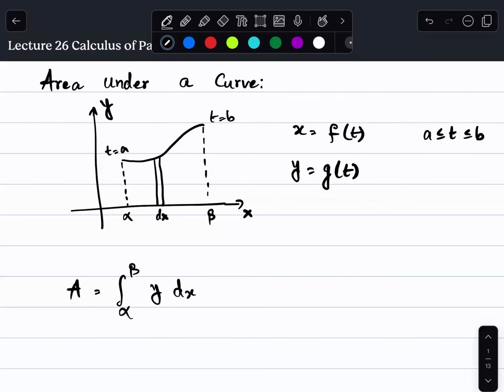So this lecture will be pretty similar to one of the previous lectures where we discussed arc length, area under a curve, surface area, etc. We already derived the expressions for those topics when we have equations involving x and y, like the Cartesian coordinates. Now we'll try to use those formulas to get expressions for parametric curves.